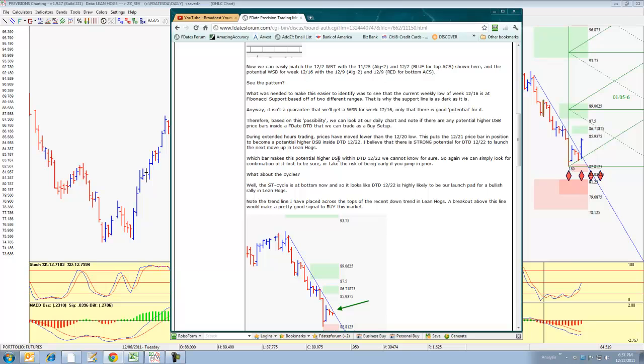You can see that I am stating that right there: launch pad for a bullish rally in Lean Hogs. And then I even mention here, look at this.